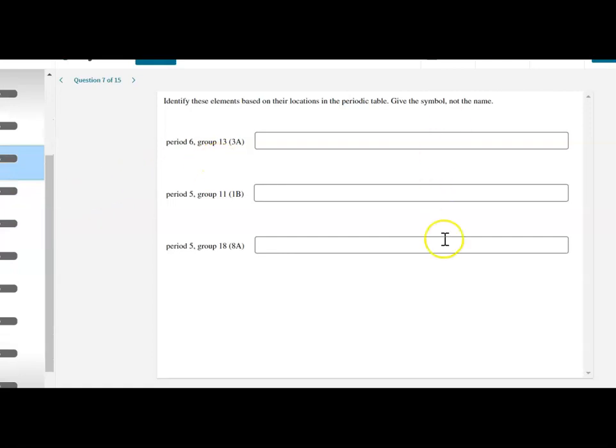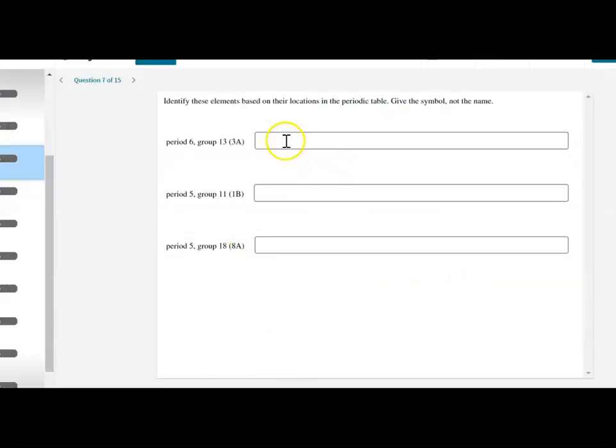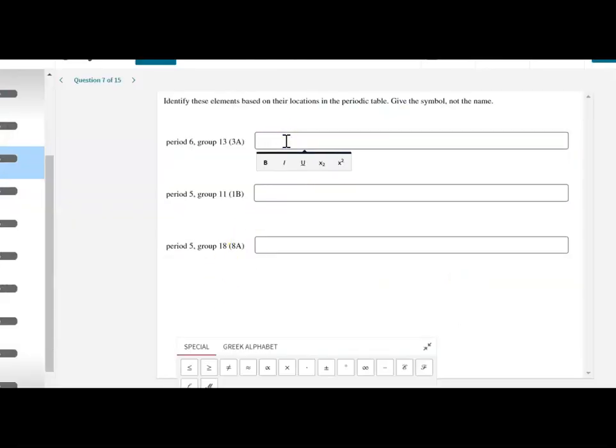On this one, you're using your period and your group number. Now, some periodic tables have an older system of numbering the groups, so that's why this is in parentheses. But here we're going to go to period 6, group 13. So here's period 6. Here's group 13. So you just read it sort of like map coordinates. 6 and 13 is thallium, Tl. And then we would put that in. Make sure your second letter is always lowercase.